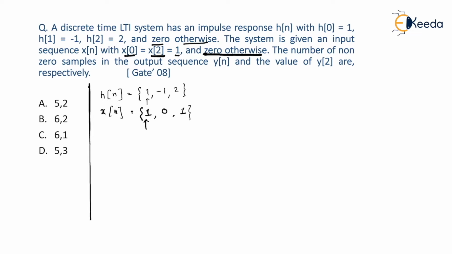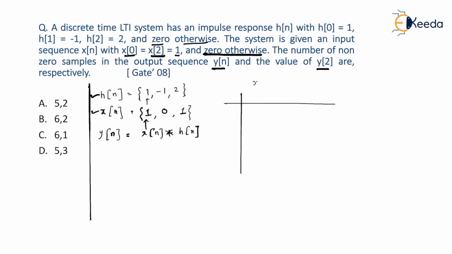The number of non-zero samples in output sequence y of n and the value of y of 2 are respectively. It is a GATE 2008 question. So ultimately, they are indirectly asking you y of n and y of 2. We know the relation: when x of n and h of n are given and you want y of n, then y of n is simply x of n convolved with h of n. And you know that for discrete time convolution, the best way is the tabular method. Let us begin with the tabular method and we'll get our answers.